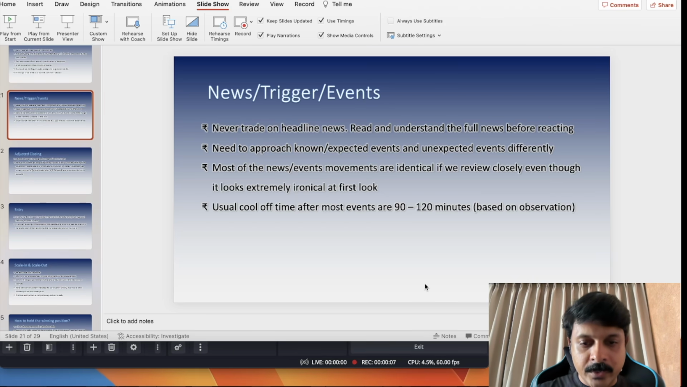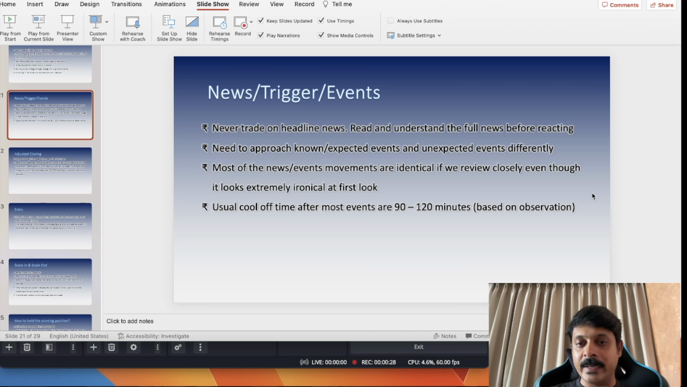We will move on to the next slide, which is news triggers and events. So never trade on headline news. Read and understand the full news before reacting. You need to approach expected and unexpected events differently.